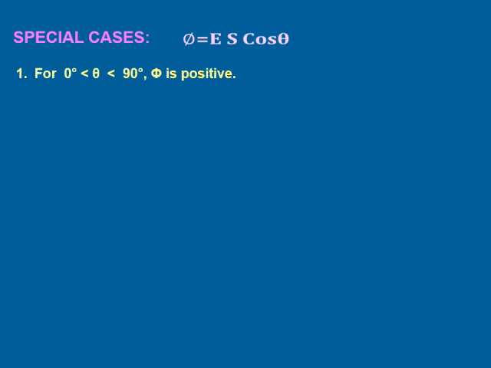Let us take some special cases of flux. Flux is E S cos theta. It depends upon the angle between electric field and surface area. Just as in the case of work done, where work done is defined as force into displacement into cos of the angle theta between them. You know work done can be positive, negative or 0. So flux can also be positive, negative or 0. Let us take the first case. When the angle between E and S, theta, is acute, then cos theta will be positive, so flux will be positive. So if the angle between area and electric field is acute, flux will be positive.